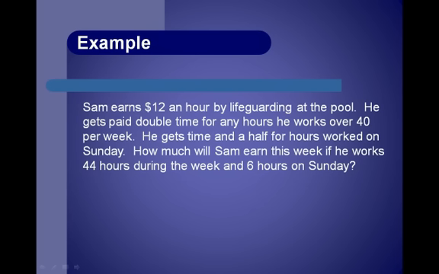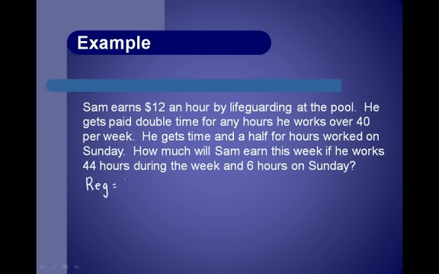Another example. Sam earns $12 an hour by lifeguarding at the pool. He gets paid double time for any hours he works over 40 per week. He gets time and a half for hours worked on Sunday. How much will Sam earn this week if he works 44 hours during the week and 6 hours on Sunday? So we need to do a couple of things. Sam has 3 different pay scales.